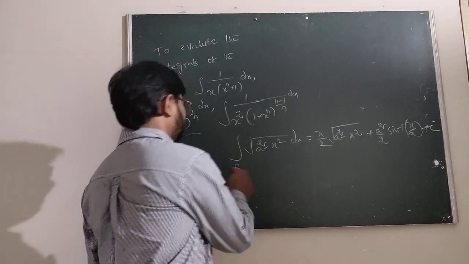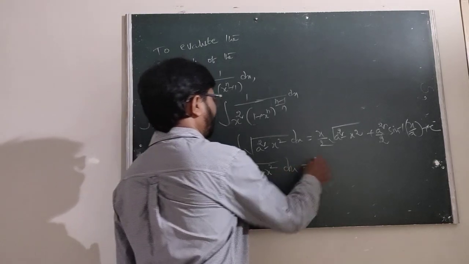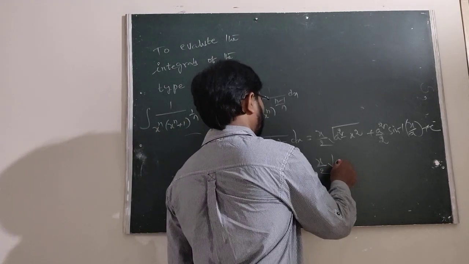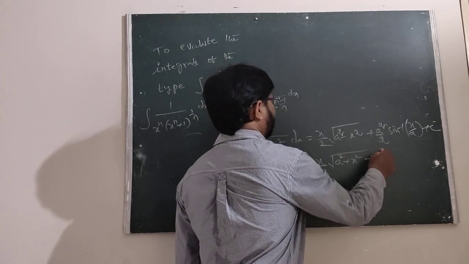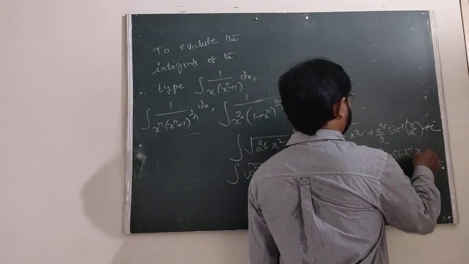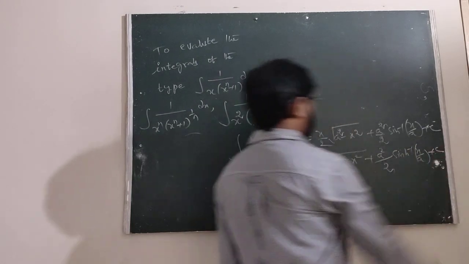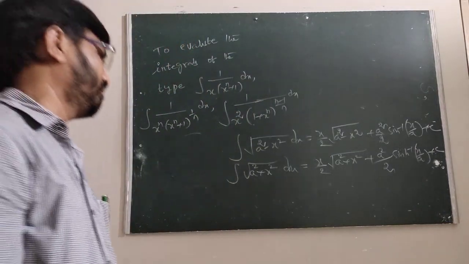Now the eighth one, the integral of root of a square plus x square into dx. This is of the form x by 2 under root a square plus x square plus a square by 2 sine h inverse of x by a plus c.